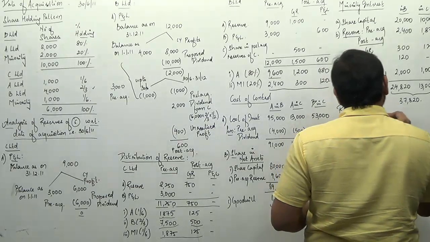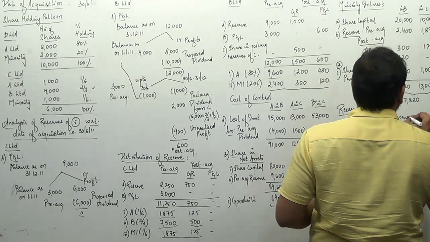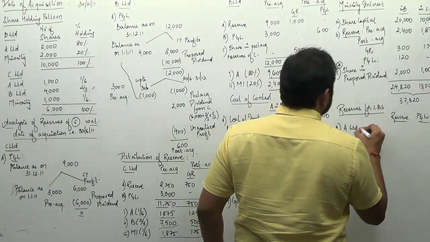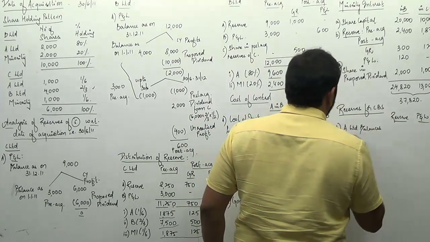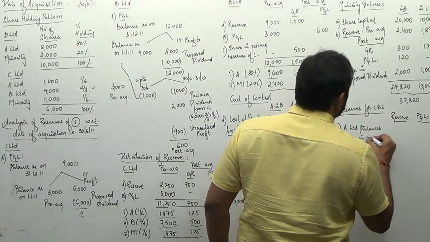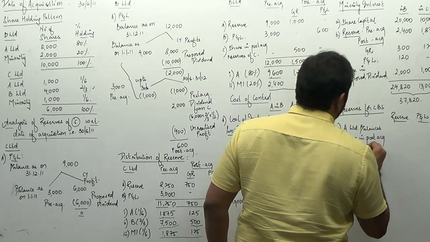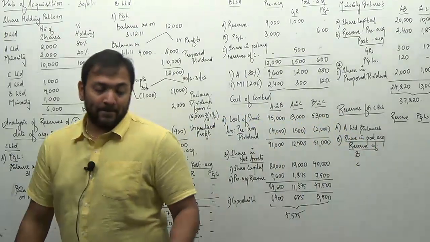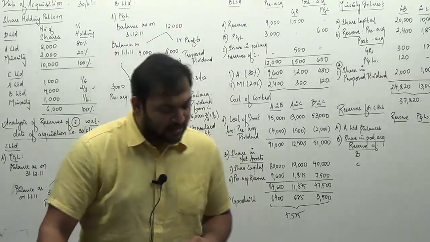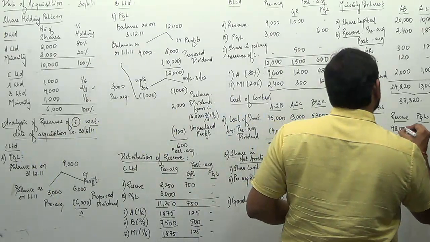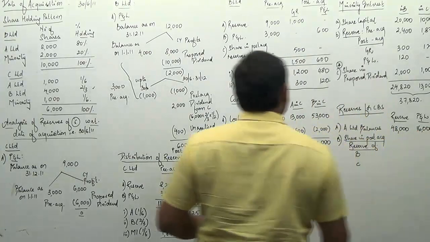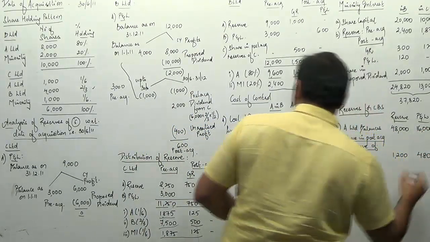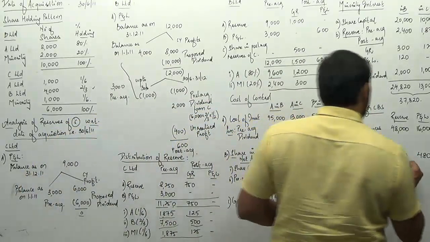Reserves for CBS, consolidated balance sheet reserves, one column for reserve, other column for P&L. First, adopt A Limited balances. Add its share in post-acquisition reserves. What is A Limited's share? A Limited reserve balances are 48,000 and 16,000. 48,000 of reserve and 16,000 is its P&L in the balance sheet. A Limited's share in post-acquisition reserves for B, check your distributions, 1,200 and 480. A Limited's share in post-acquisition reserves of C Limited is 125 and nil.